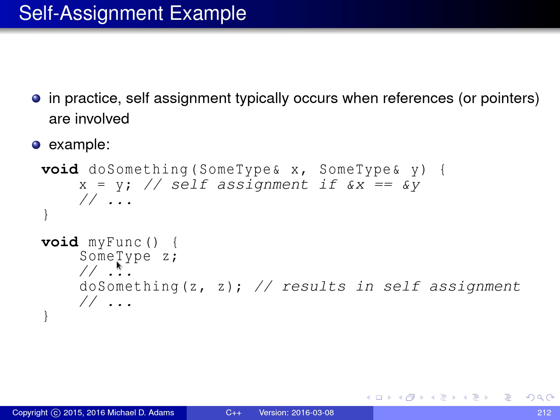So we create some variable called z that has the type someType, and then we call the function do something above, passing z as both parameters. When we do this, do something will basically do self-assignment, right? Because when we pass z as both of these parameters, the first reference parameter is going to refer to z, and the second reference parameter also refers to z. So x and y are both aliases for z, and when we say x equal to y, really what we're saying is z equal to z, and this becomes self-assignment.